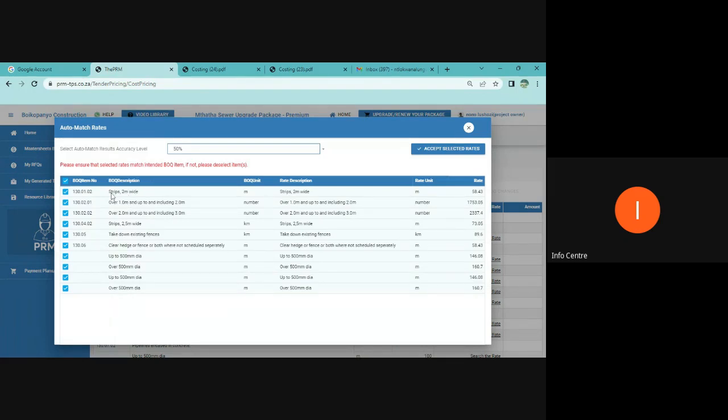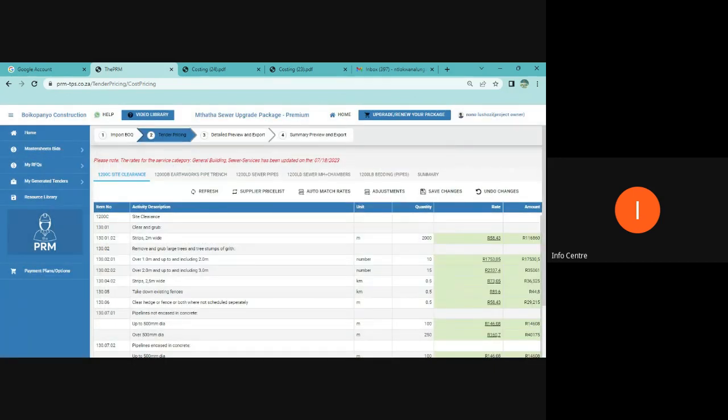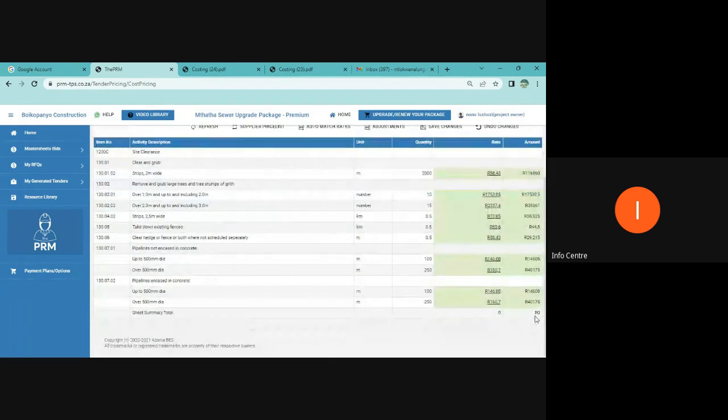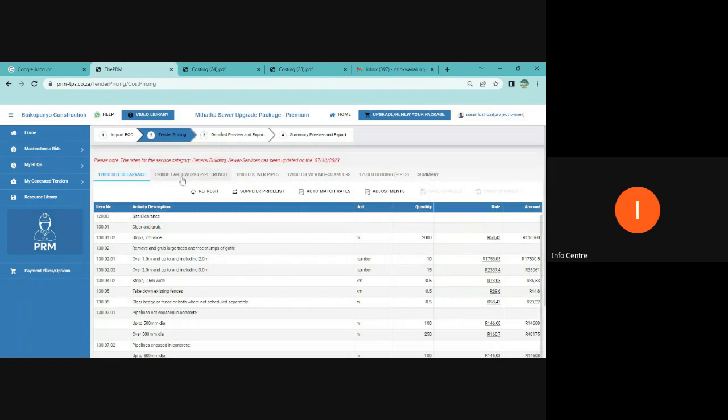This is your BOQ, strips 2 meter wide, your unit is meter. Your system has stripped meter wide, your unit is meter, and therefore here's your base rate. So once you check everything and it matches, you just click on accept, and then automatically it has priced everything for you. And it has calculated the amount for you. And then you see that the total is 0. Once you click on save changes, it gives you the total here. So you avoid arithmetic errors.